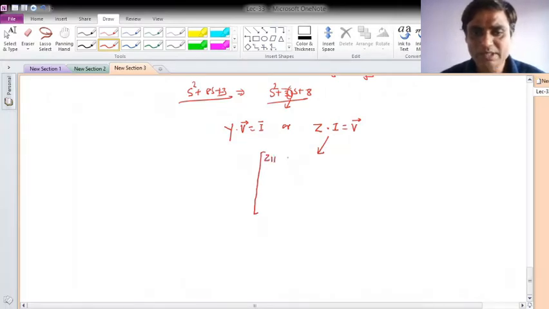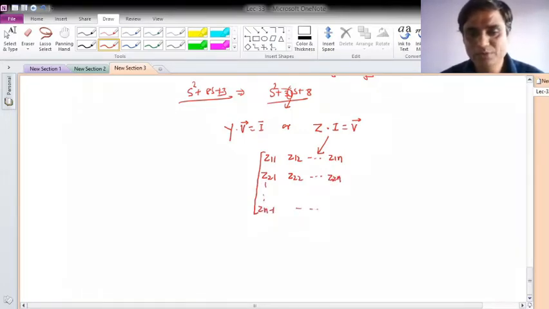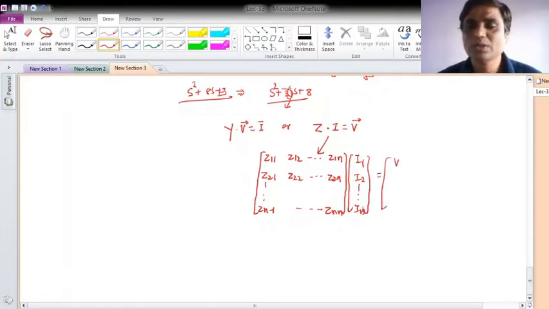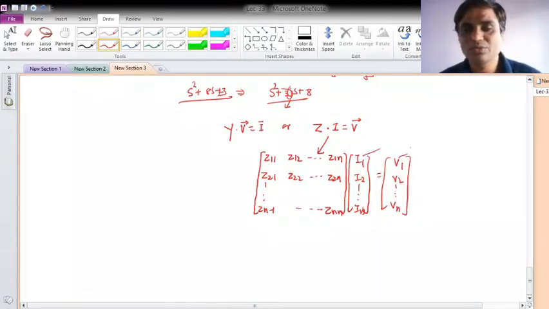And this, if I would like to write, what it will be: Z11, Z12 like this for the number of meshes. Then Z21, Z22, Z2n. Similarly, it may go up to Zn1 to Znn. Then these are the mesh currents I1, I2, etc. to In, and this will be equal to the independent source voltages for each mesh. Okay, now basically this is how we obtain the network function.